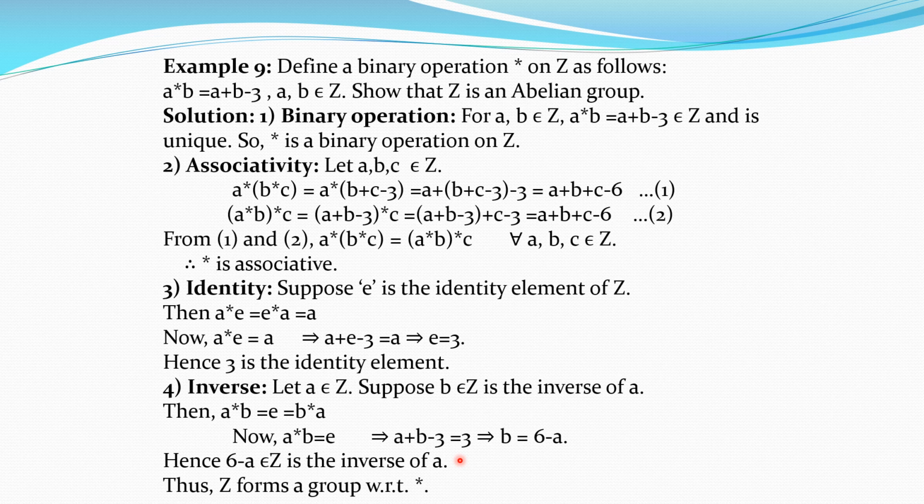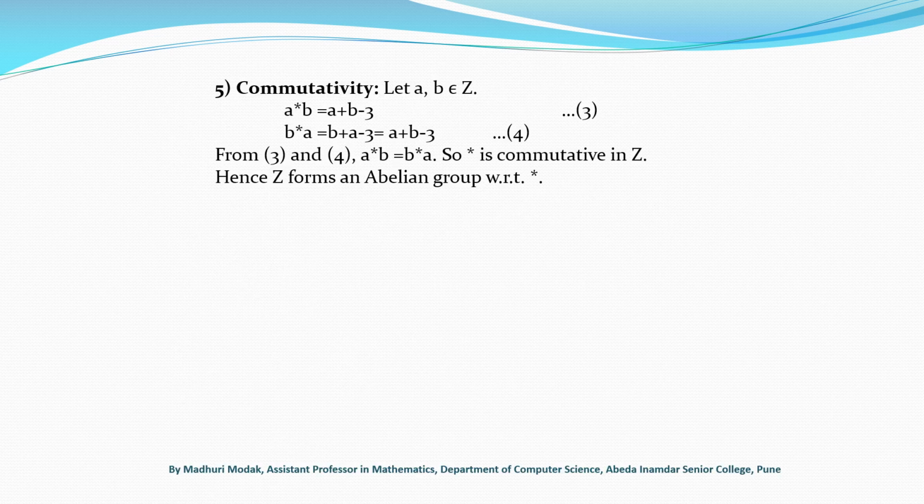Thus, all the four properties of a group are satisfied. So, Z forms a group with respect to star. Now, in the question, we have to show that Z is an abelian group. So, we show star is commutative also. So, one more property we have to check in this case, that is the commutative property.